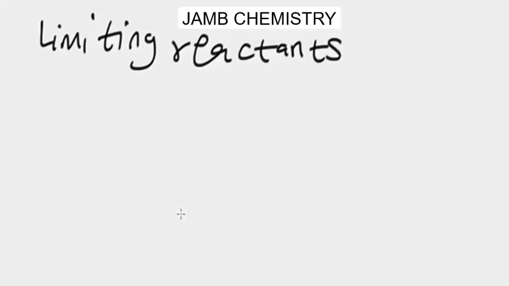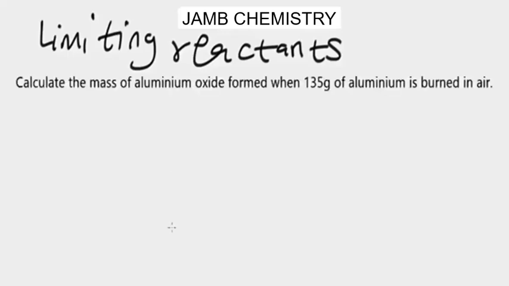Let me get a question that will help us to understand this concept very well. Let's get the typical question on this. Okay, guys, now let's look at this typical question. It says, calculate the mass of aluminium oxide formed when 135 grams of aluminium is burned in air. Now remember that we are looking at the concept of limiting reactants, and we said that the amount of product depends on the limiting reactants, and reactions stop when one reactant is used up.